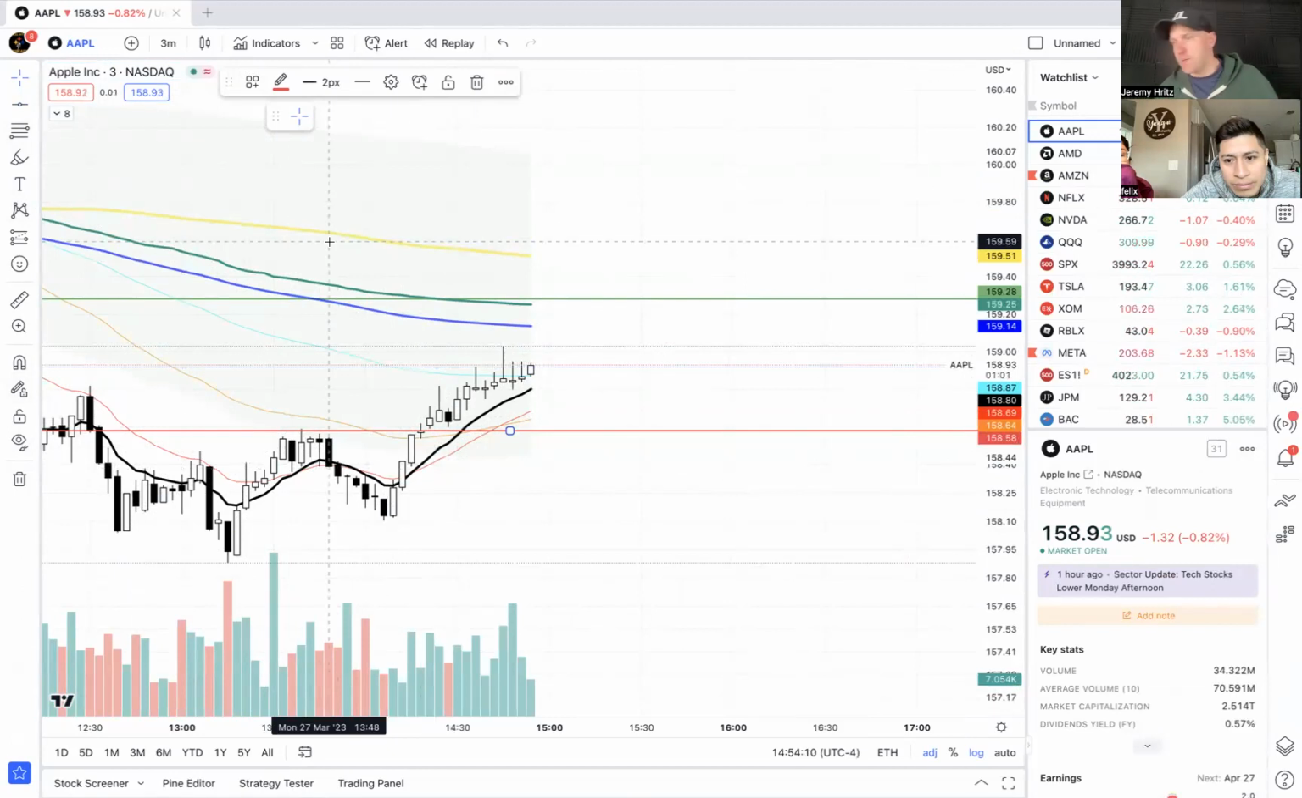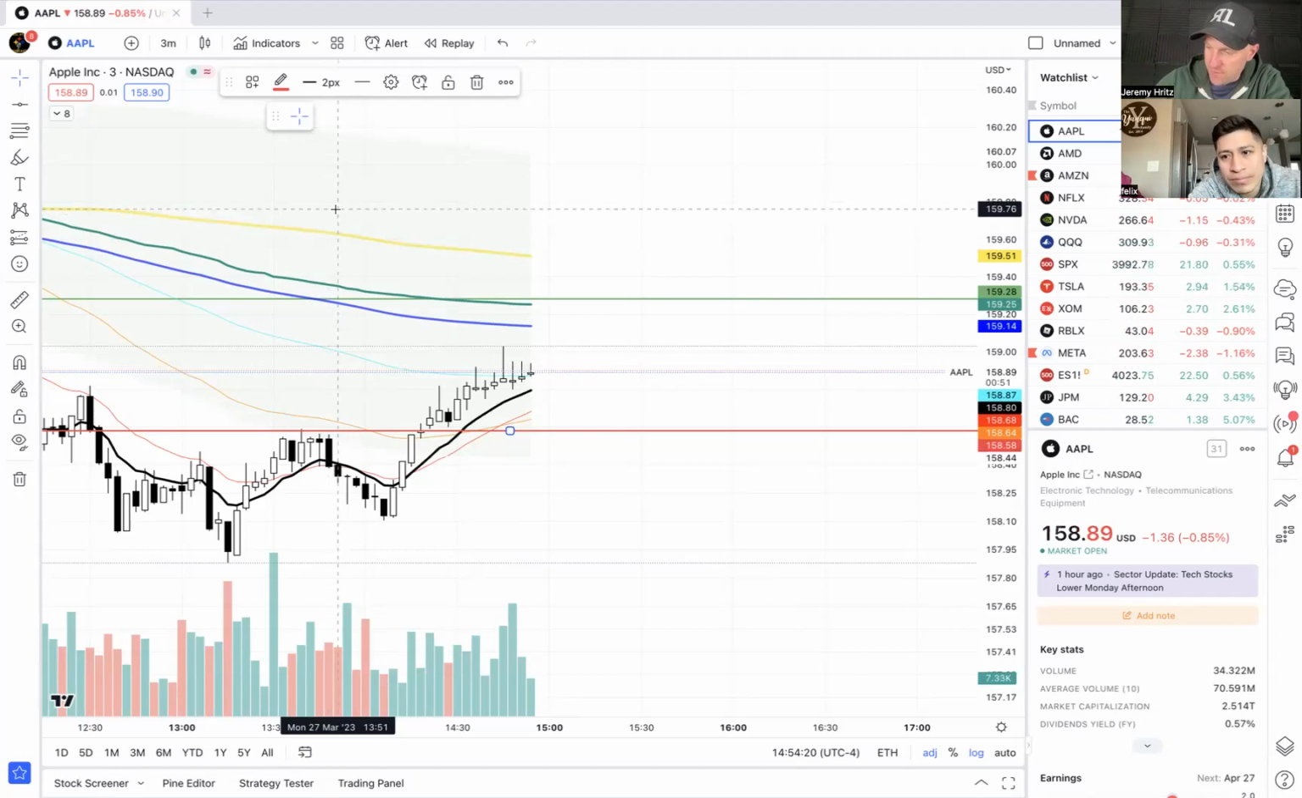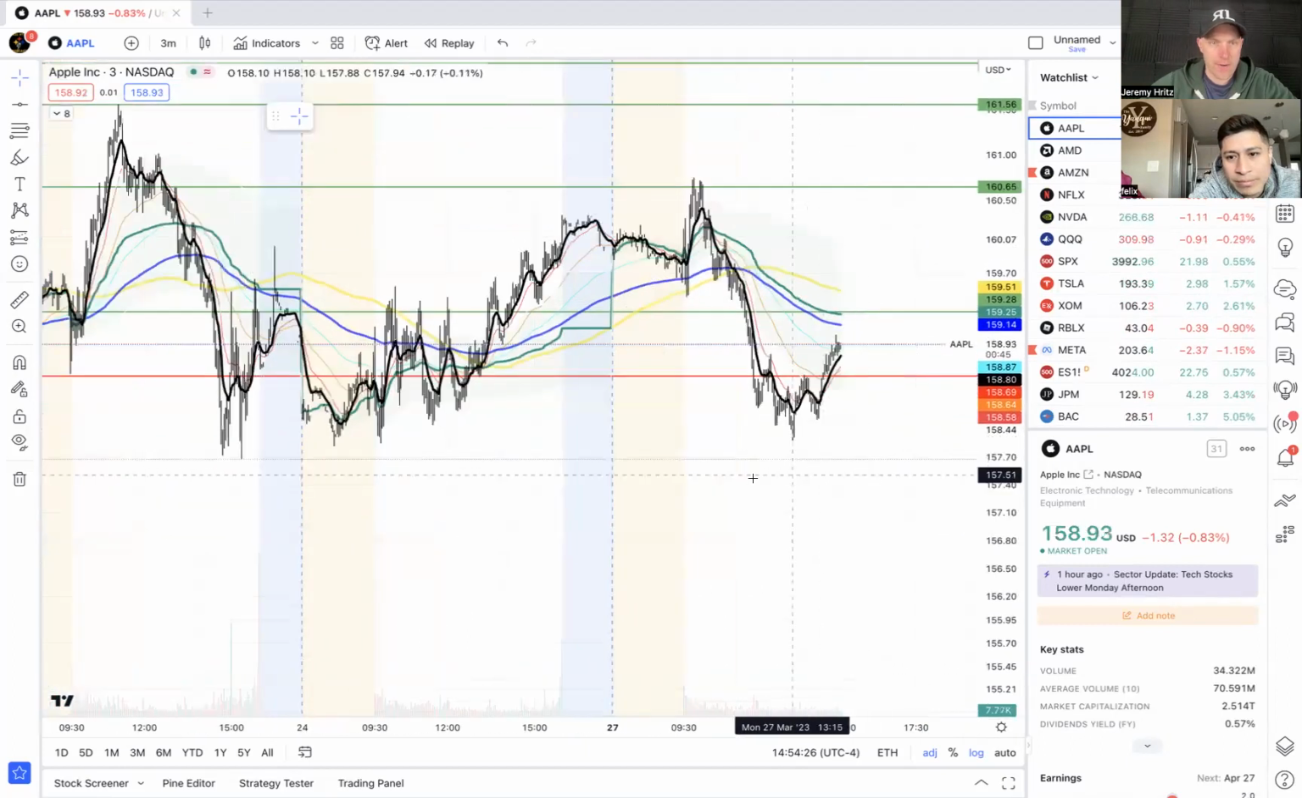So I know that this is my entry at 158.58. And typically I keep a piece of paper with me, so I write down entry 158.58, because I'm a big, I've got to write it down. And then my stop loss is based on where I have a support area.